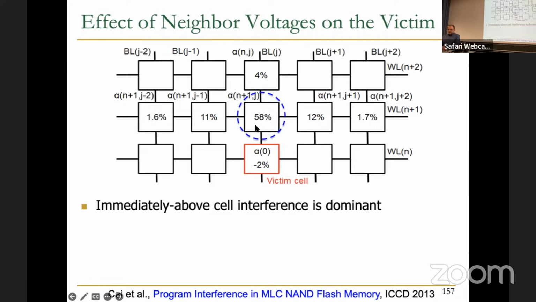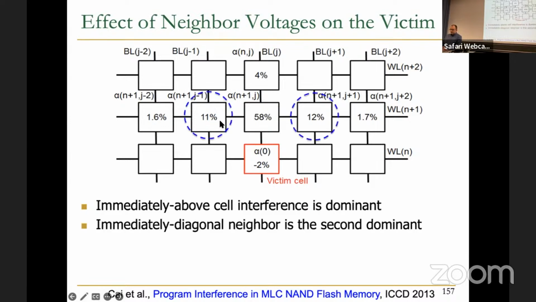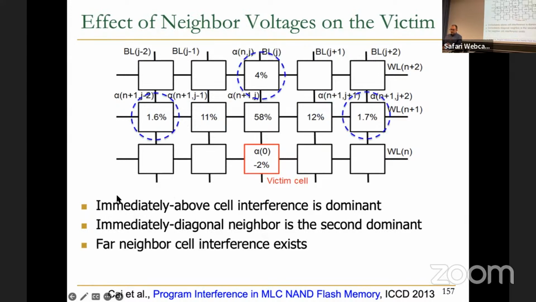We made an interesting observation here, that immediately above cell interference is dominant. You can see the effect of different neighboring cells on the victim cell. The immediately above cell interference is dominant, and then the immediate diagonal neighbor is the second most dominant. Then far neighbor cell interference also exists, so you cannot ignore it.